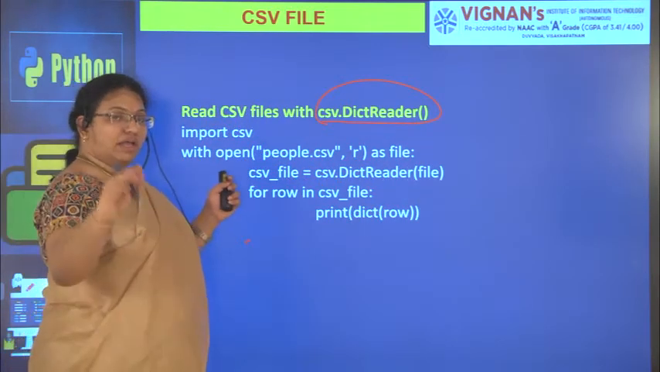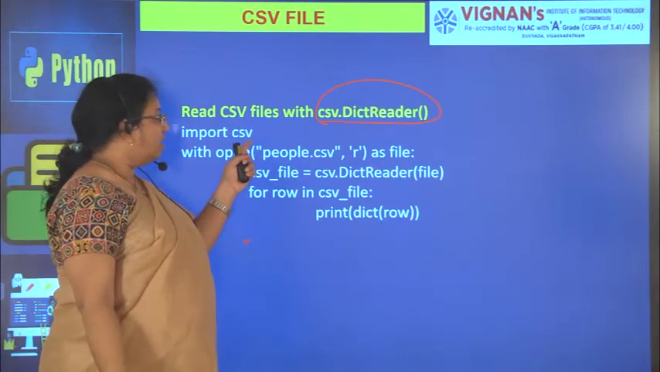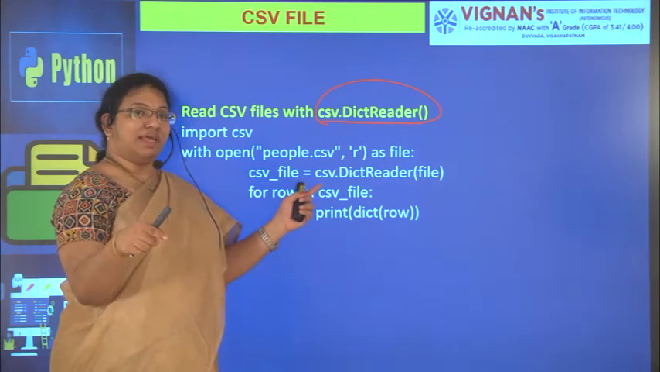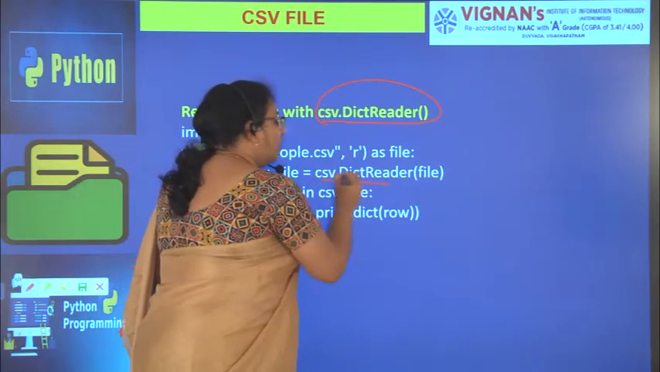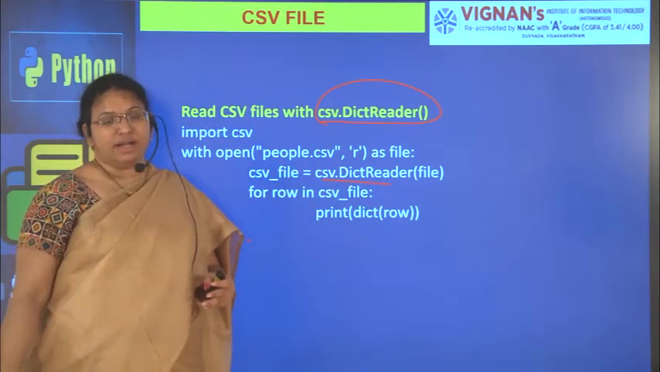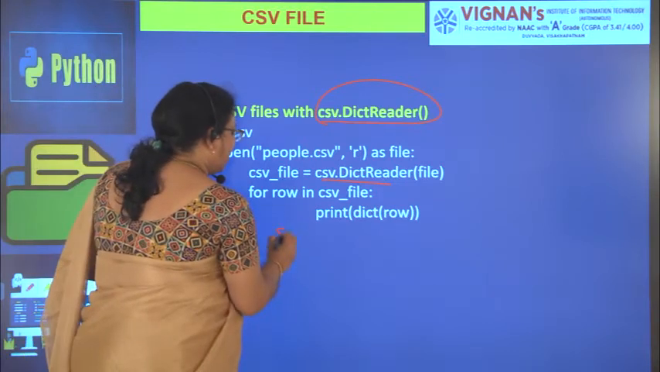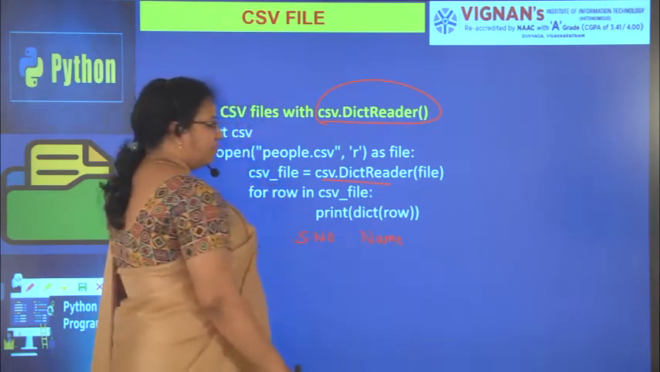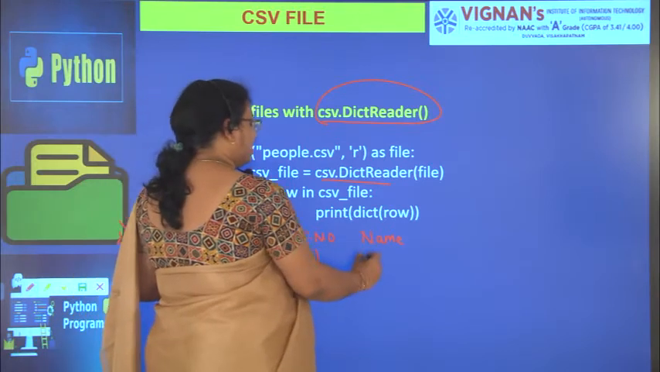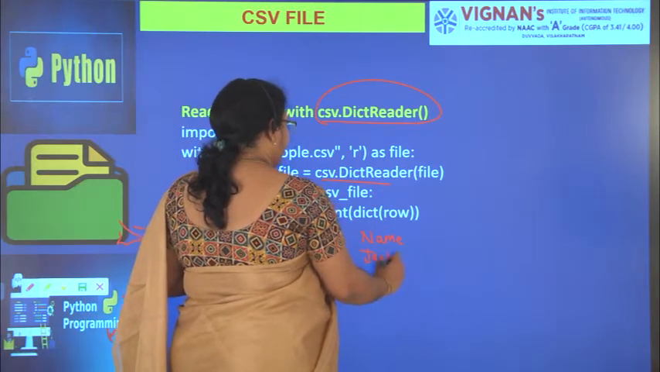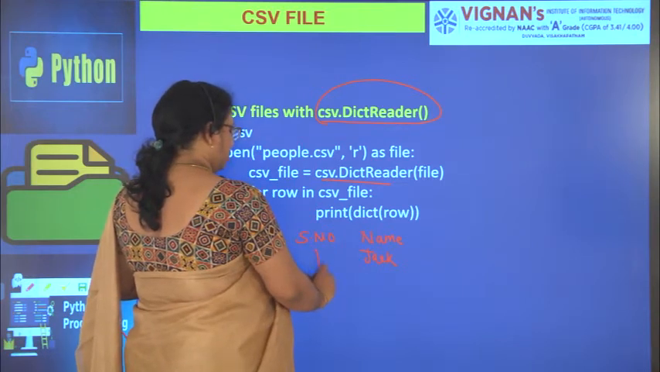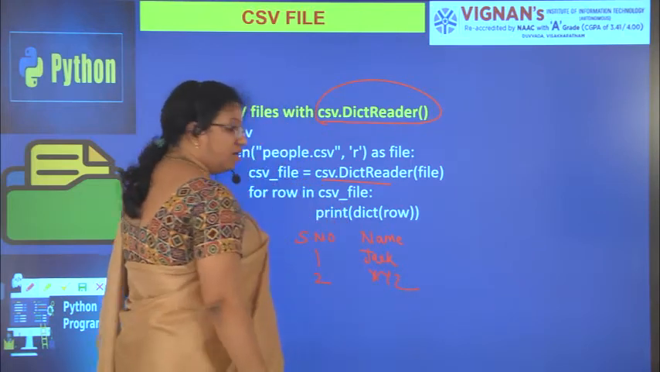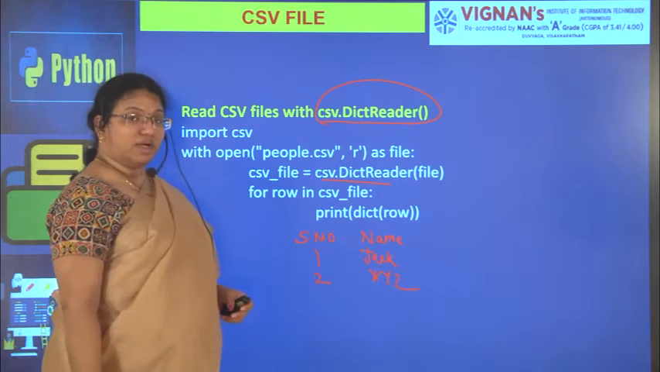In order to work with CSV, we already know that we have to import the csv module, and mention the type of the file and the mode. So what method do we have to apply here? csv.DictReader. Now how are we going to get the data in the format of a dictionary? For example, see here, serial number, name, this is the content I have. Serial number is 1, and let us consider the name is Jack, and 2, and the name is XYZ.